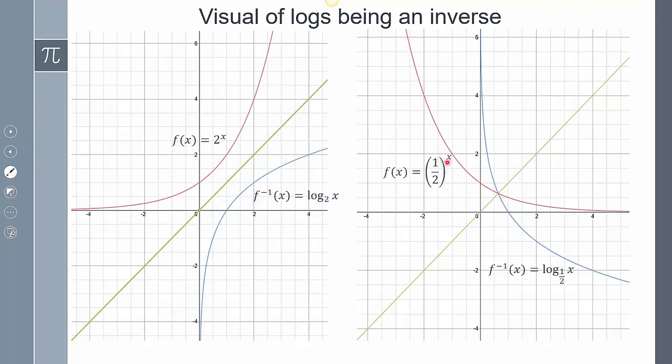Here's 1/2 to the x power. This is log base 1/2 of x. Once again, they have that reflection over the line y equals x.